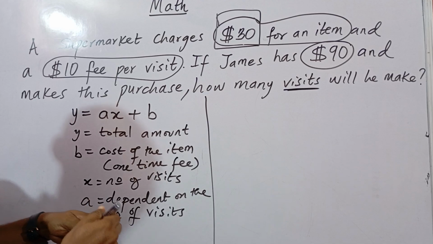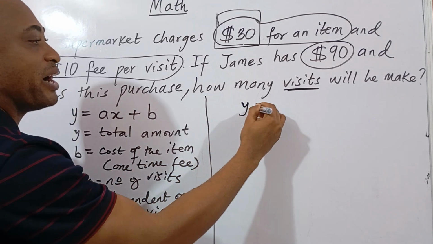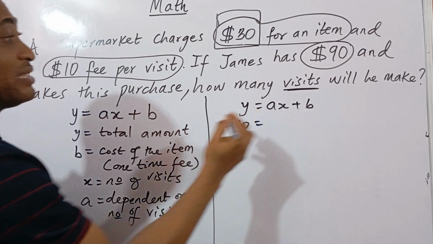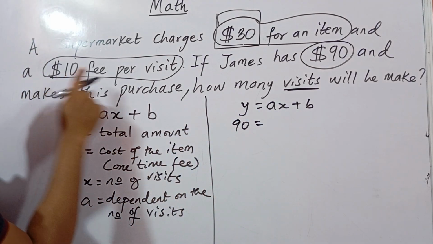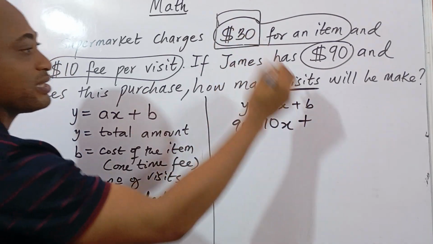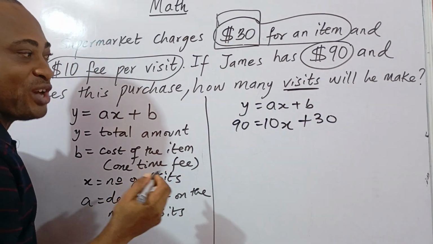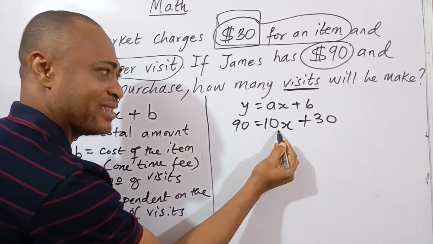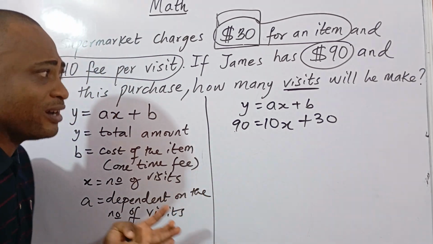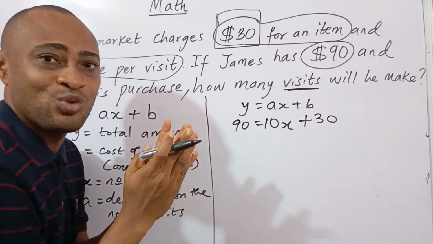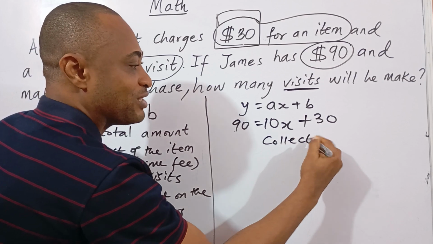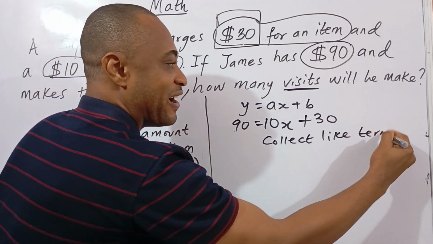Now, if I insert all of this, what do I have? Remember, I'm working with y equals ax plus b. y is 90, that's the total amount this guy has. a is the amount, we don't know how many visits, and that is what they asked us to get, plus what? Plus 30. What do you have? This one has no x, this guy has an x. This one has no x, so what do? Please go and meet your brother. This one and this one, these are two numbers that are alike. So we collect like terms. Isn't that true? Let us collect like terms.